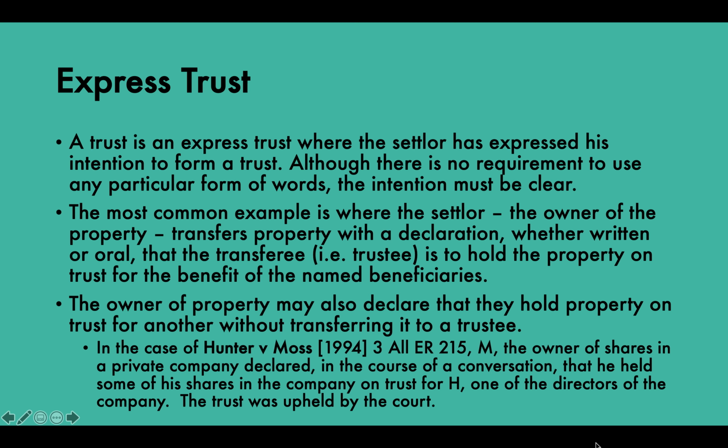The owner of property may also declare that they hold property on trust for another without transferring it to a trustee. So in the case of Hunter and Moss, Moss, the owner of shares in a private company, declared in the course of a conversation that he held some of his shares in the company on trust for Hunter, one of the directors of the company, and that trust was upheld by the court. Okay, so that is the express trust.